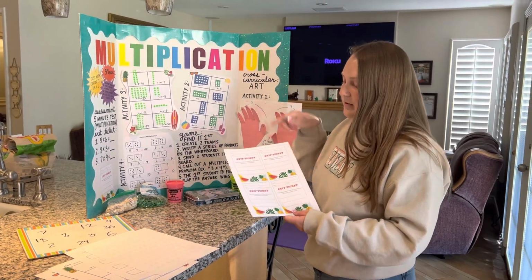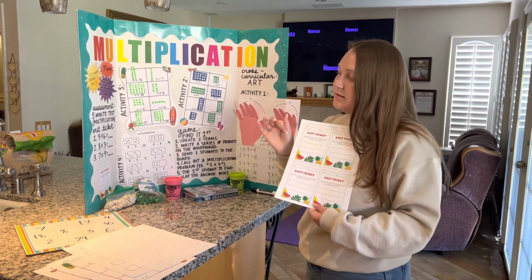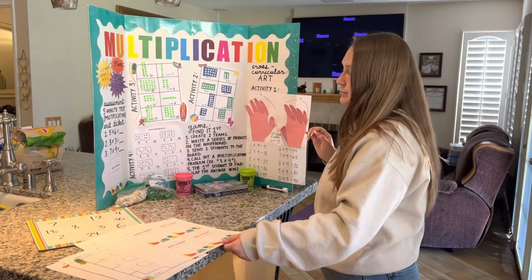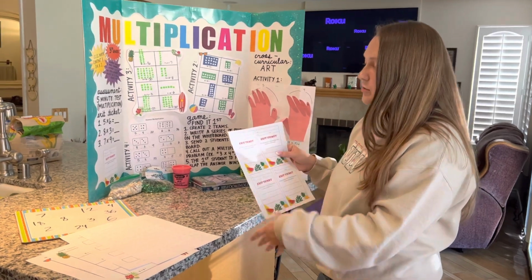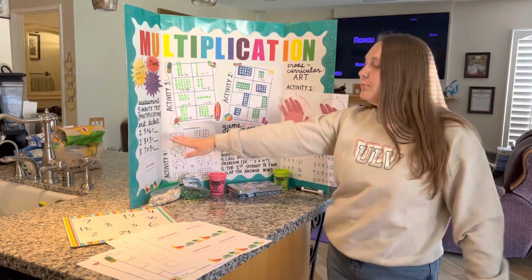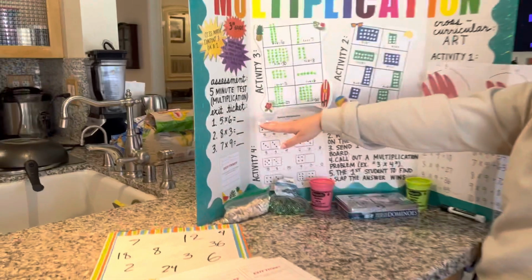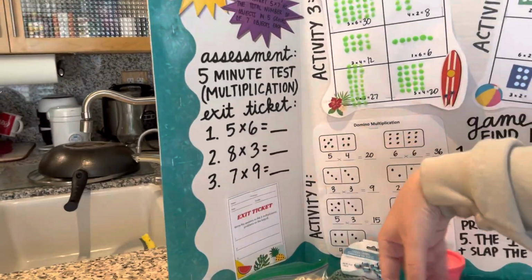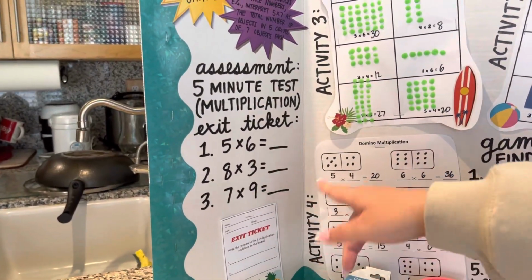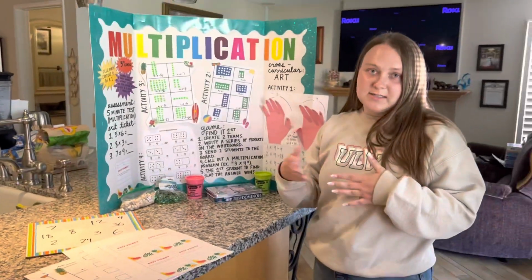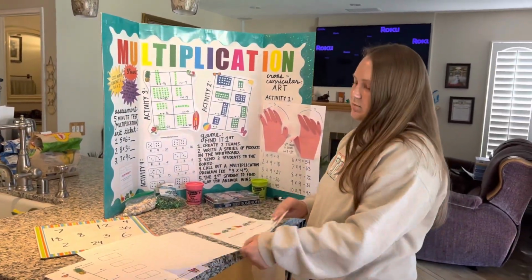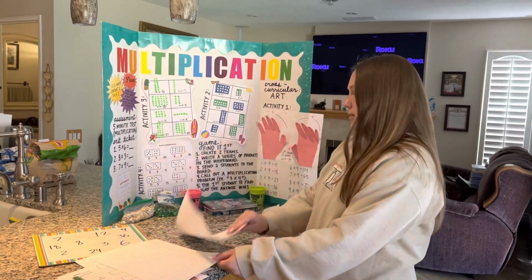And lastly, we have the exit ticket. We'd cut this out into 4s, give one to each student, and they would answer. It says write the answers to the 3 multiplication problems on the board. An example of what I could put on the board: 5 times 6, 8 times 3, 7 times 9. That would be the exit ticket, and it would allow me to assess their knowledge as well as the multiplication test we were doing.